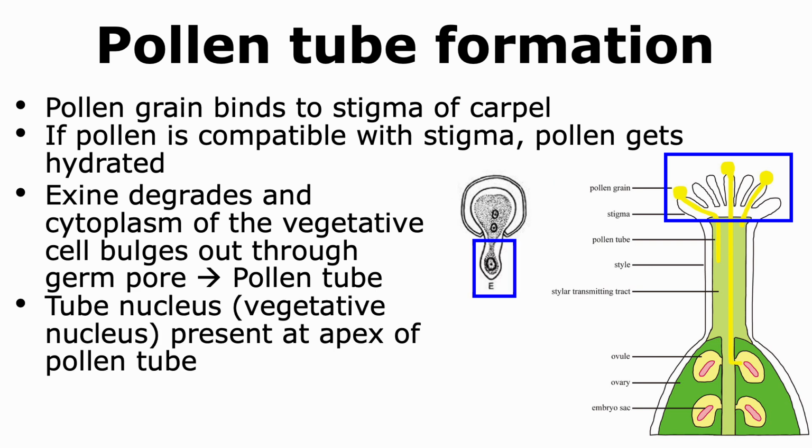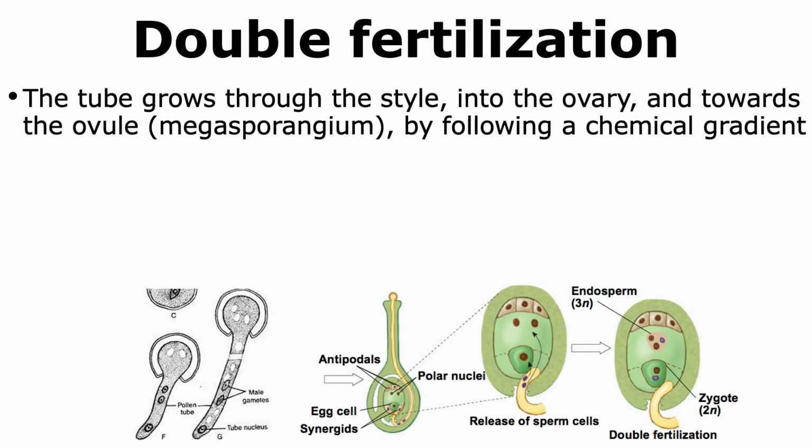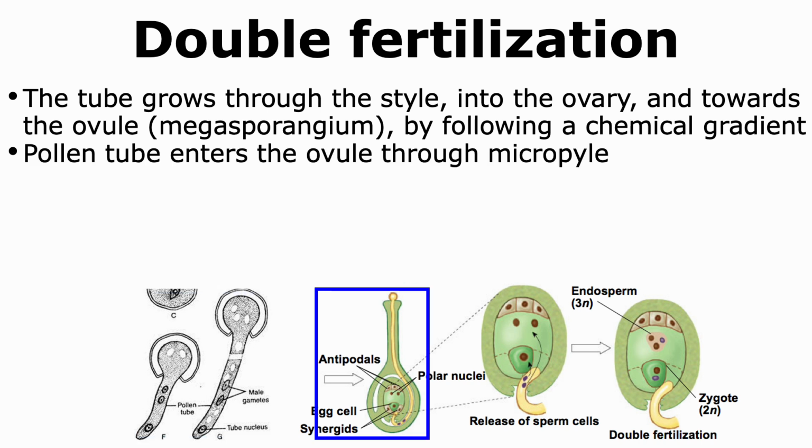The pollen tube extends out of the germ pore, and the vegetative tube nucleus is present at the end of the pollen tube, while the male gametes, and there are 2 of them, are behind that vegetative tube nucleus. The pollen tube grows longer and longer and is able to pass through the style of the carpel and into the ovary. It finally reaches the ovule.